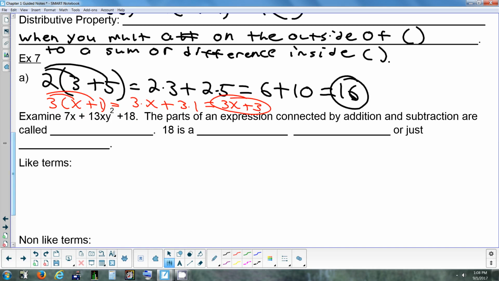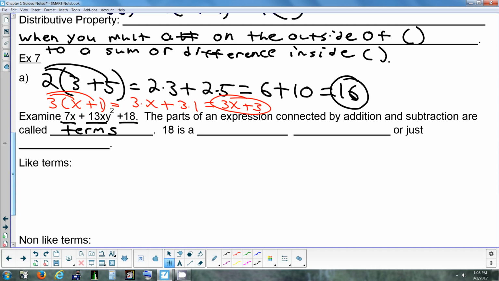All right, so the next part, words are a little tricky to come up with, so I'm going to help you out here. This expression has three things. Does anybody know what you call each thing? Like the 7x is a thing, the 13xy squared is a thing, and the 18 is another thing. There is an exponent in one of the things, but the things themselves are called terms.